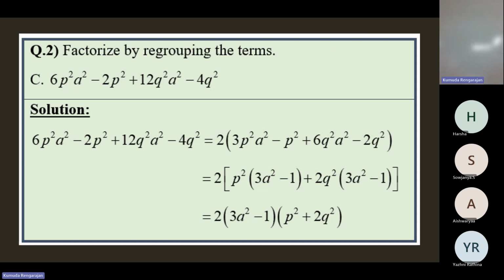Online students 2C, please check your answer. So here also all the four terms have something in common. 2 is common between all the four terms. This expression has four terms and the four terms have 2 in common. So take out the common factor 2 and then do the grouping. Remember that. Whenever all the terms of the expression have something in common, take out the common factor and then group.